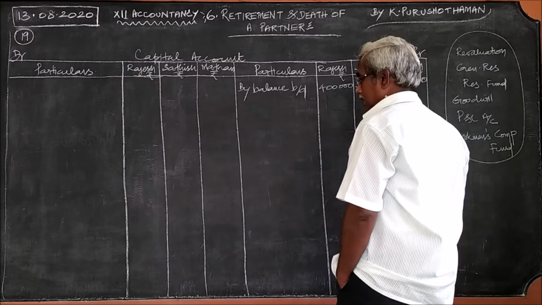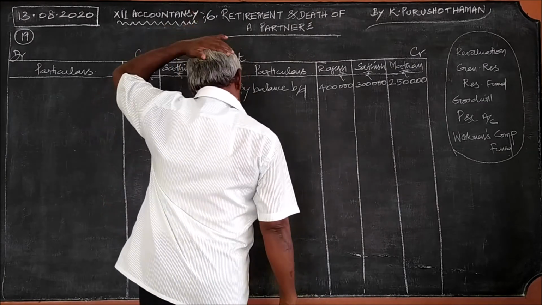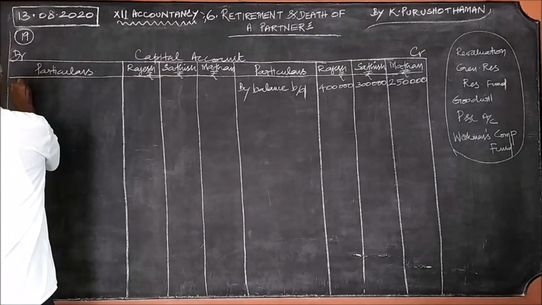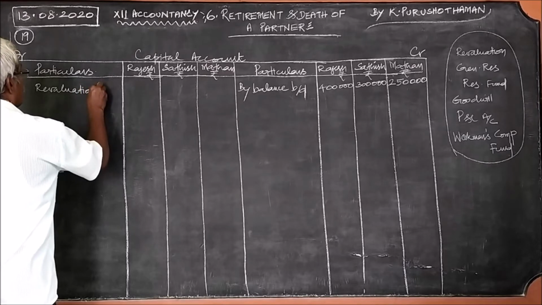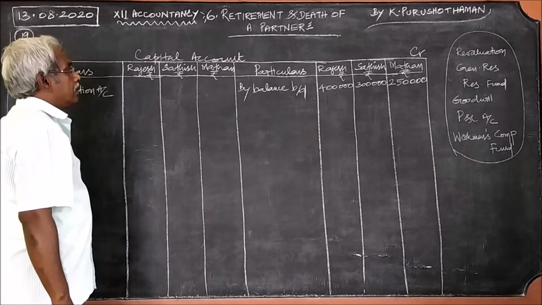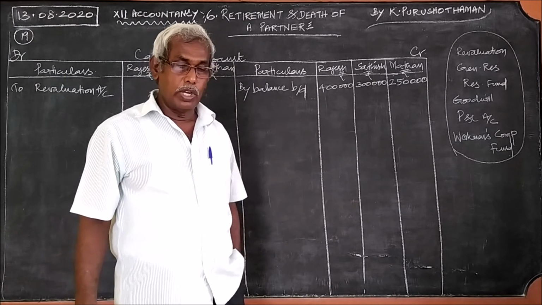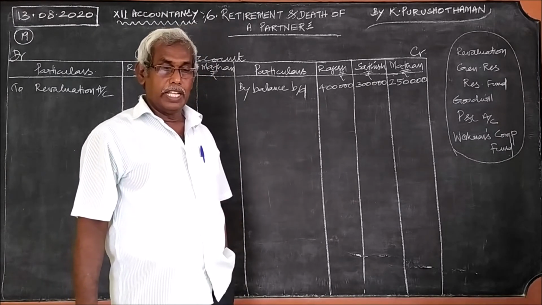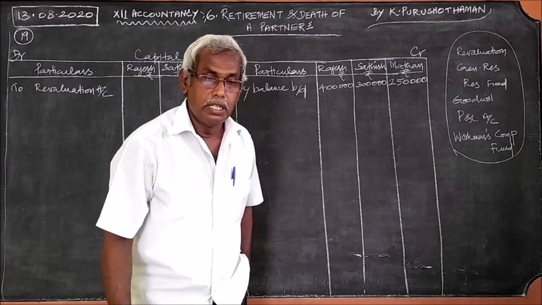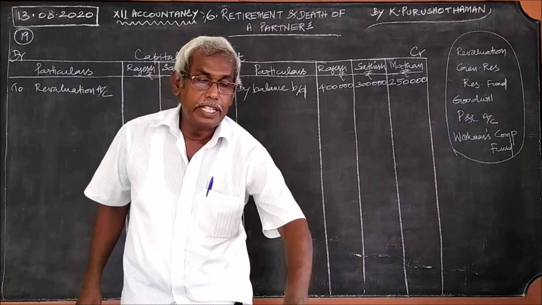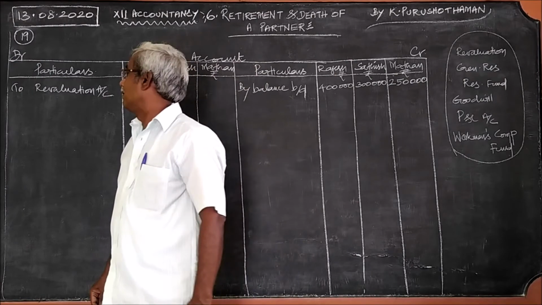What is revaluation here? If there is revaluation profit, we can write here. Since it is revaluation loss, we should write on the debit side, to revaluation account. Rajesh, Satish and Madan. What is the share of them? We have already seen in the revaluation account that the revaluation loss 48,000 was divided among the partners in the ratio 3:2:1 and was written there.